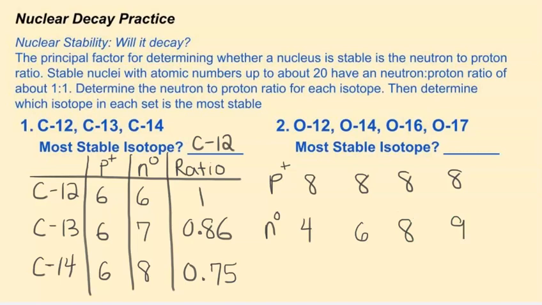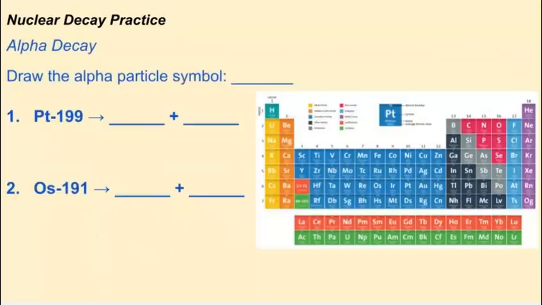And so right away, without even doing any math, we can go ahead and say that the most stable isotope is going to be this 1-to-1 ratio, so oxygen-16. And you can calculate out the values for the ratios if you want, but since the question just asked which one is most stable, I'm just going to stop there.